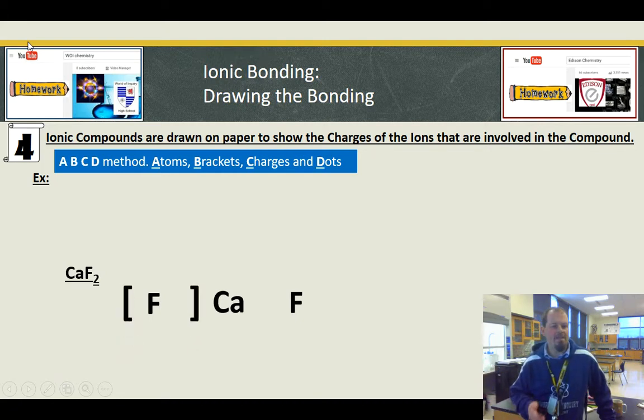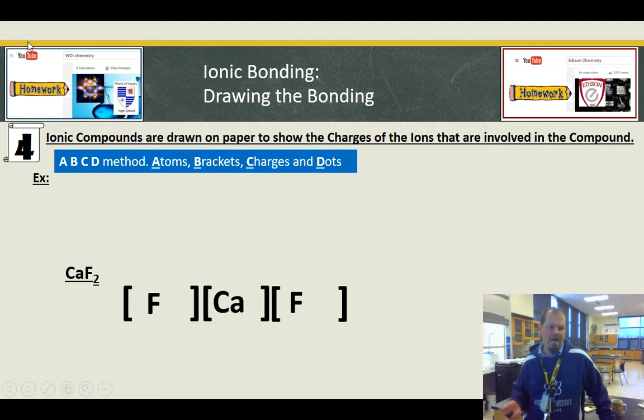Now I need my brackets. I have my atoms, I need my brackets. Notice I'm leaving enough space in my brackets for the charges and for the dots, and more around for fluorine. So you might want to wait till it's all drawn to put it in there. I will never ding you if you put the charge on the outside of the bracket. Just letting you know that. The electrons need to be inside. The charge can be inside or outside, but I prefer that you're consistent. So I put them all on the inside.